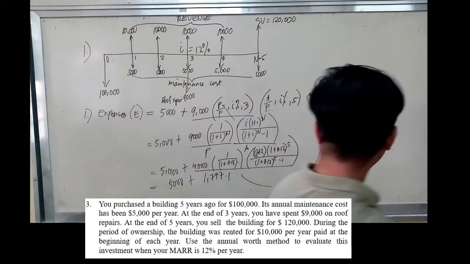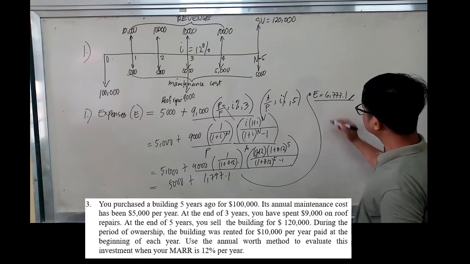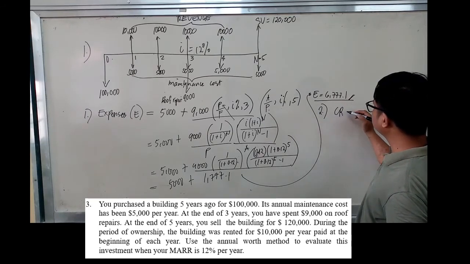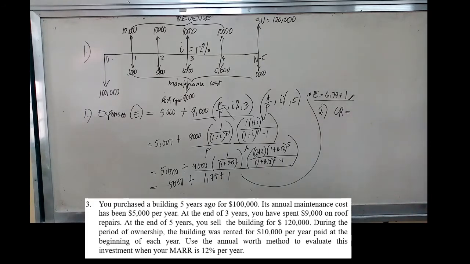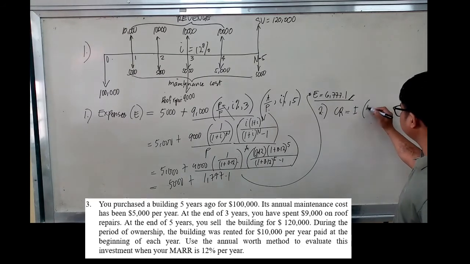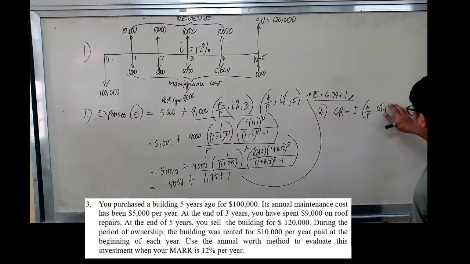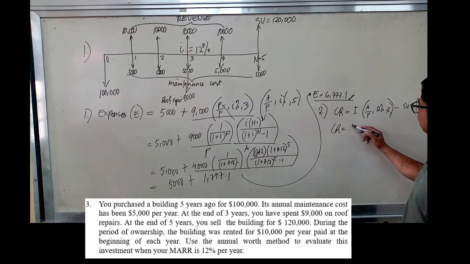Next. Kunin natin yung capital recovery. So, capital recovery. Letter B, ay number 2. Number 2, capital recovery is equal to ano? The investment cost, finding A given P. What is our interest? 12%. What is our N? 5. Plus, less, I should say, rather, minus the salvage value, finding A given F, 12% of 5.